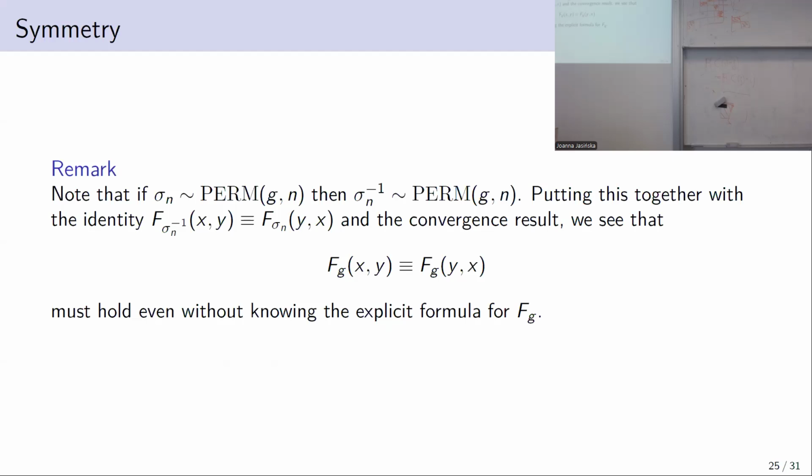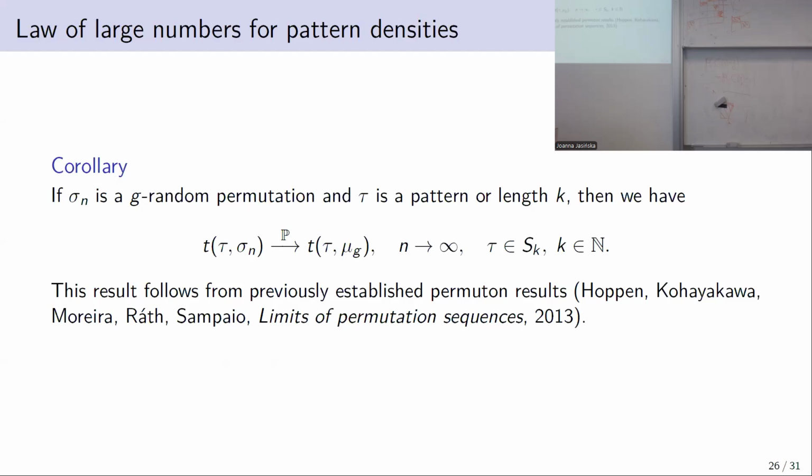And as a corollary, as I mentioned before, being convergent to a permuton implies that the sequence of the densities of patterns in the permutations also converge. So we also received this little corollary that if I fix a pattern of length k, then, okay, actually this p shouldn't be there. Sorry, this is a typo. This is just convergence.